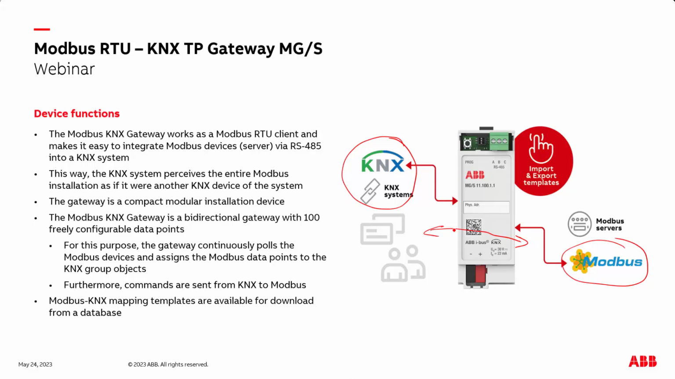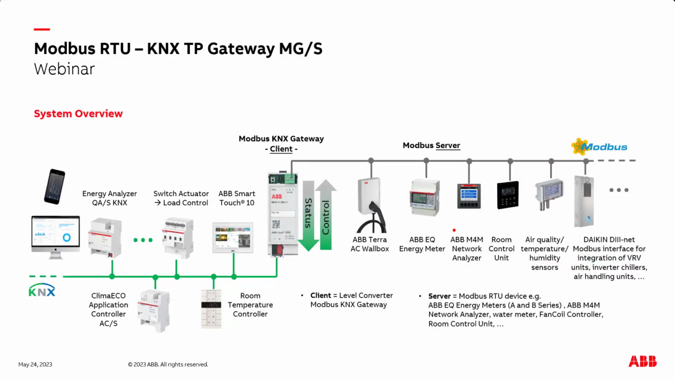So we can send our control value from the room via KNX to our fan coil controller in the Modbus world. And this mapping between our Modbus data and KNX data points happens via so-called mapping templates. We have some mapping templates for some devices, and this really helps with quick integration of the gateway into our KNX world.